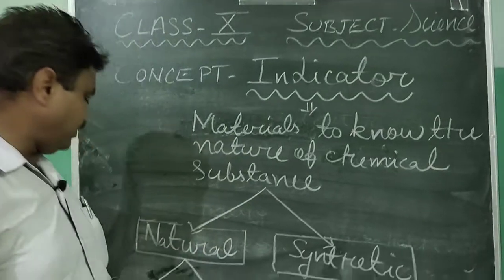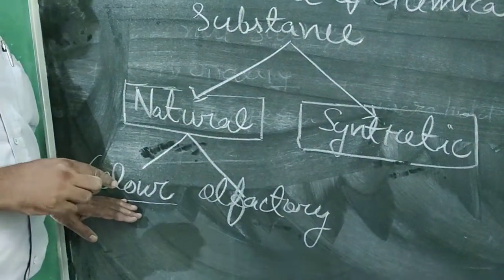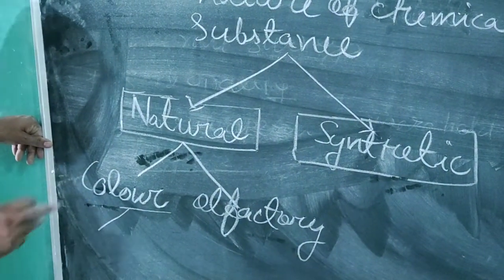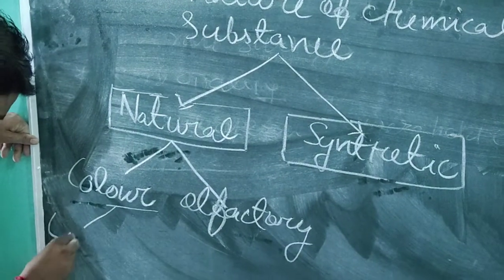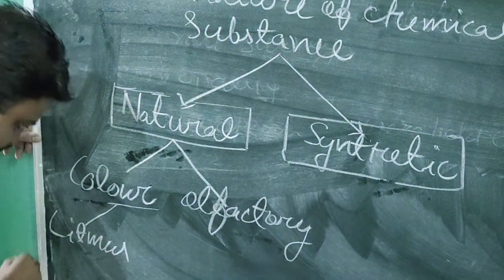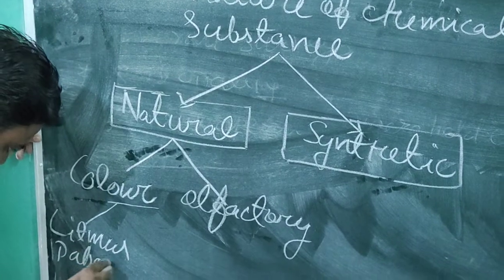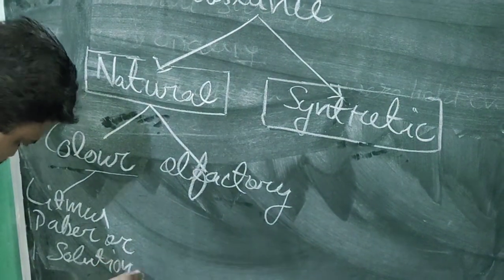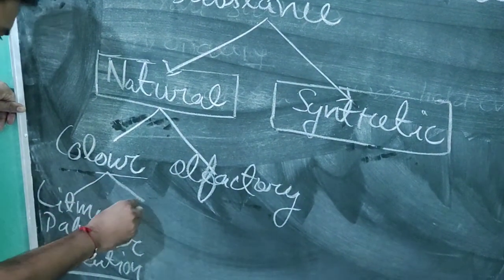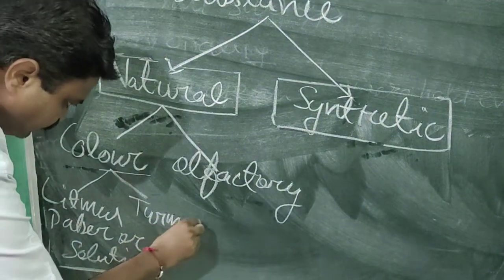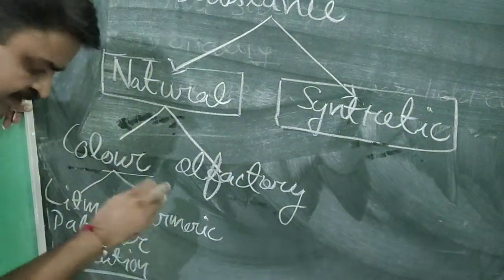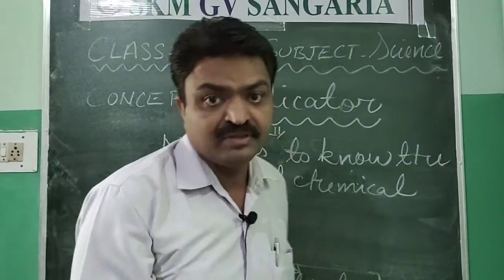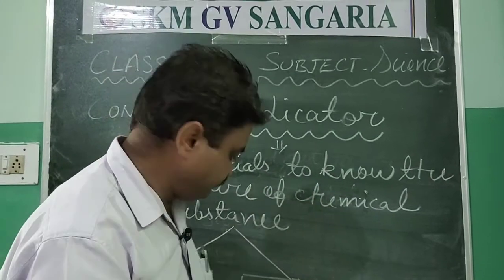Now, we come to the types of the color indicators. The first color indicator that we generally use in the laboratory is litmus paper or solution. And second is turmeric. And also some flower petals are used to know the nature of chemical substances.